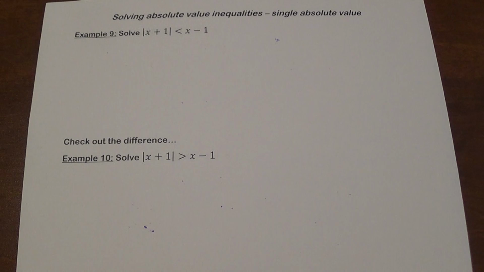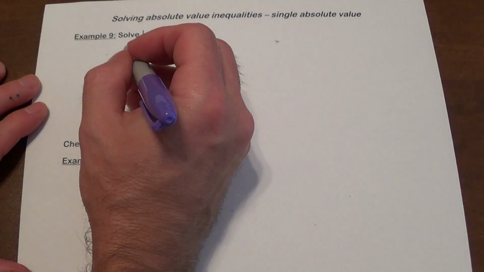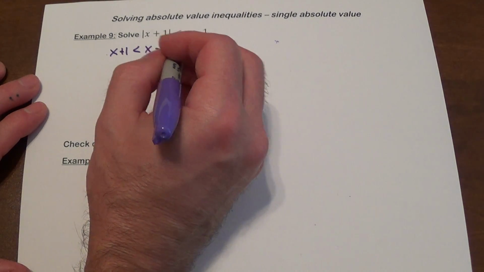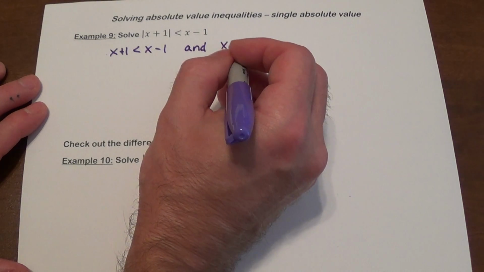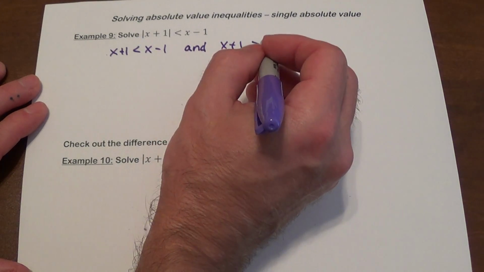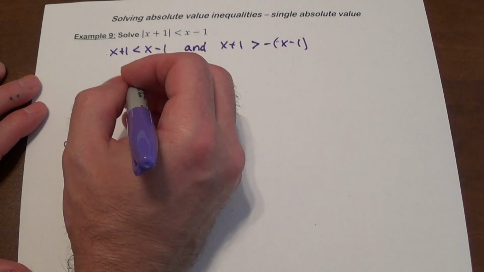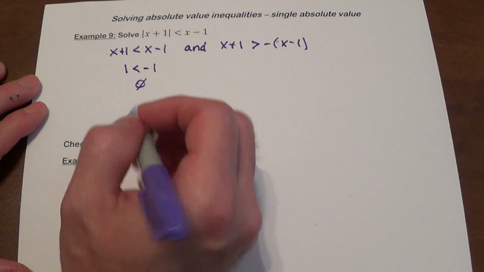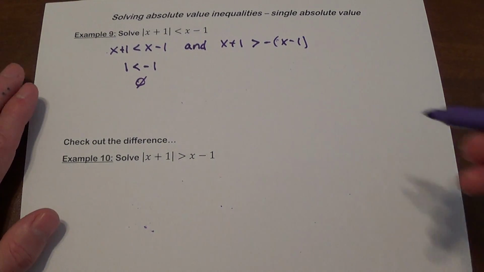Next example. Let's take a look at this. So here we have the absolute value of x plus 1 is less than x minus 1. So x plus 1 is less than x minus 1. Sign points towards the absolute value. It's going to be and. And here we're going to have x plus 1 is greater than negative x minus 1. So this inequality here is going to give you 1 is less than negative 1, which is actually a false statement and it's going to have no solution.